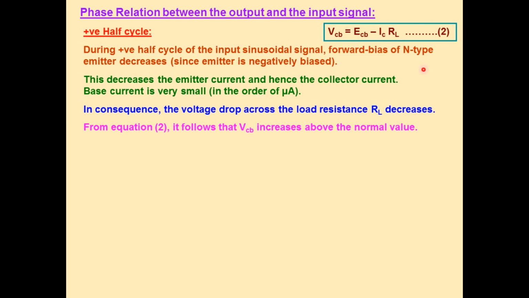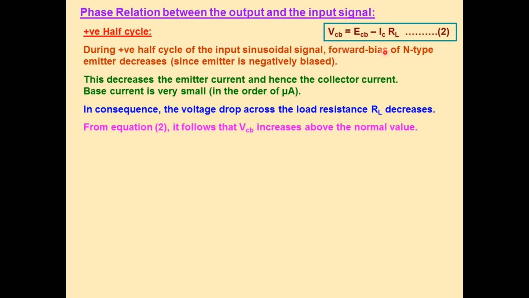And if this value decreases, for example 8 equal to 10 minus 2, if this factor decreases, IC into RL decreases, VCB increases. 8 equal to 10 minus 2, 2 decreases to 1, 10 minus 1 becomes 9. So VCB increases.